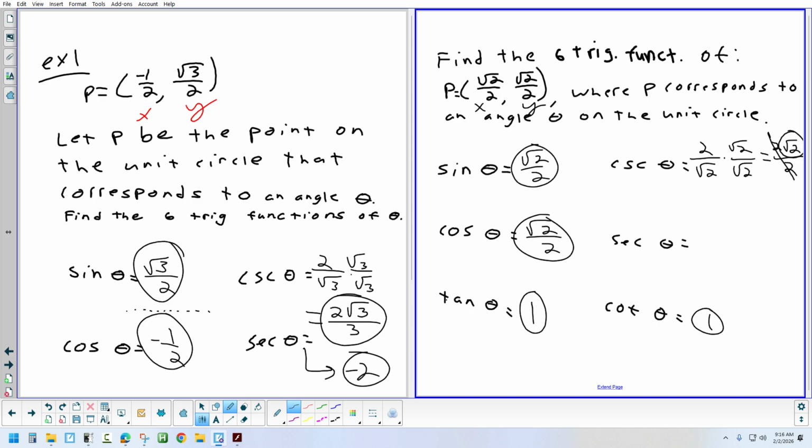And how about the secant? Same thing. We don't need to waste time to do it all again because the sine and the cosine were the same. So the cosecant and the secant are the same.